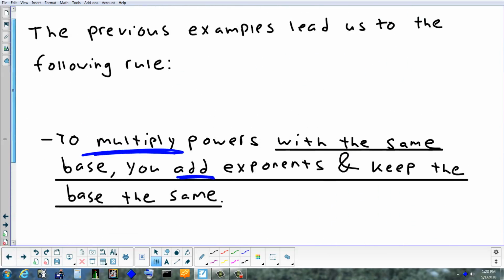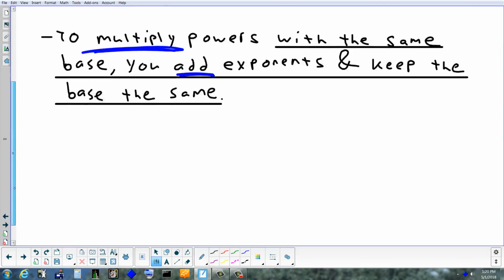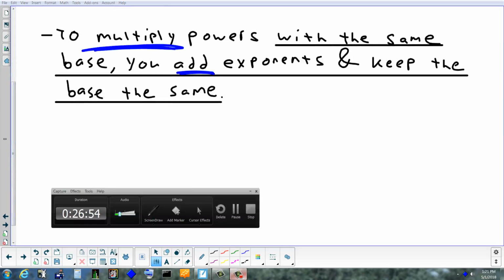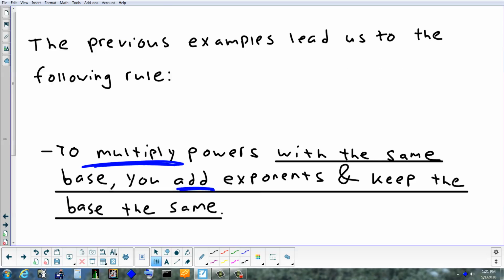To multiply powers with the same base, add the exponents. Keep the base the same. All right, now the next rule. We're basically going to cover three or four basic rules, and that's what we're going to use all week. All right, so next rule.